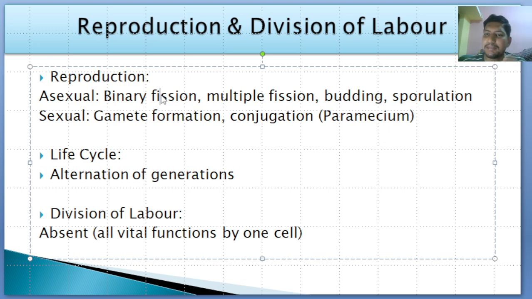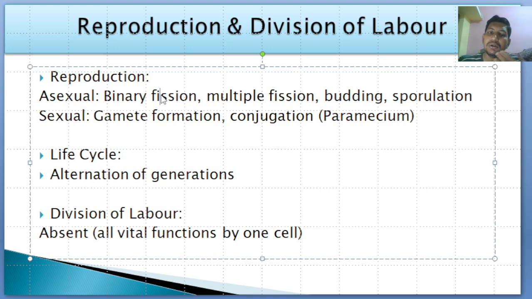In the same way, this bud-like structure is initially attached to the parent body and later it gets separated and develops into a new organism. That method is called budding. So it is a type of asexual reproduction. And sporulation is the process of formation of spores, and especially it occurs in the case of amoeba. Sporulation we see in the case of amoeba.